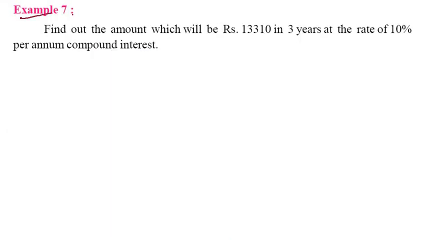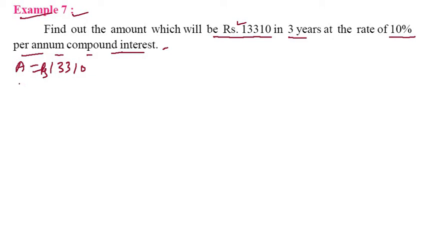Now come to example 7. Find out the principal which will amount to 13,310 in 3 years at the rate of 10% per annum compound interest. So let us take that as the amount, A. A is given as 13310 rupees, the rate of interest is 10%, and time is given as 3 years. So you have to write 3 years.